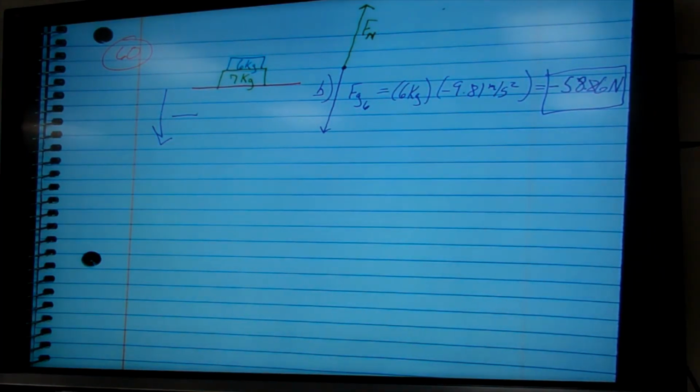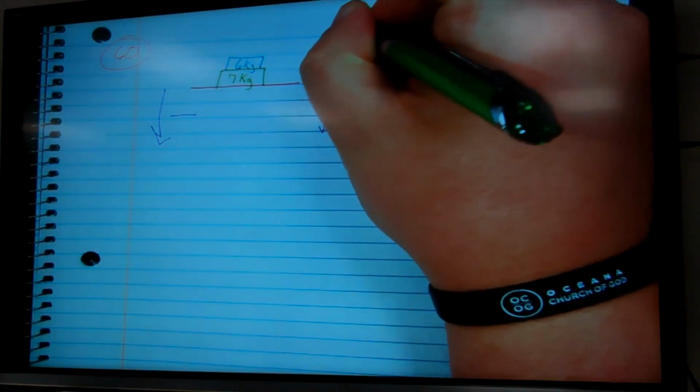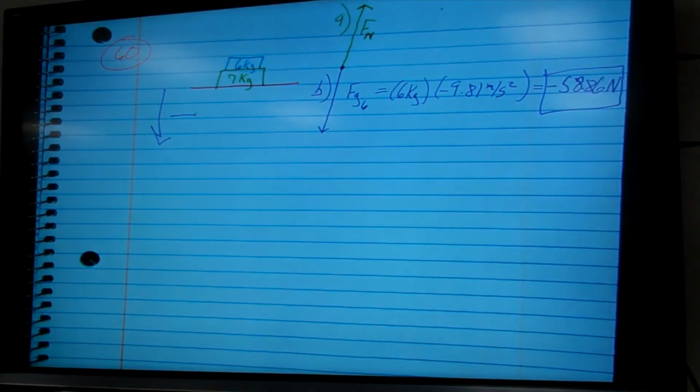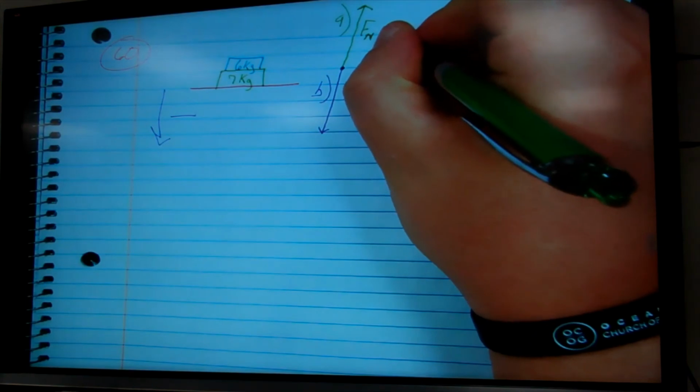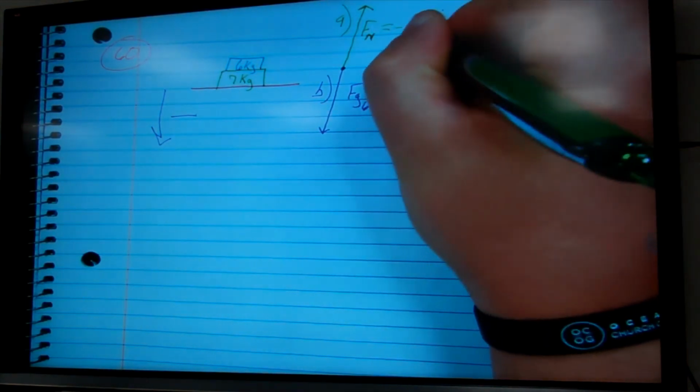Now let's go to A. Because this is the force that the 7 kilogram block is exerting on the 6 kilogram block. It has to be equal but opposite the force of gravity.